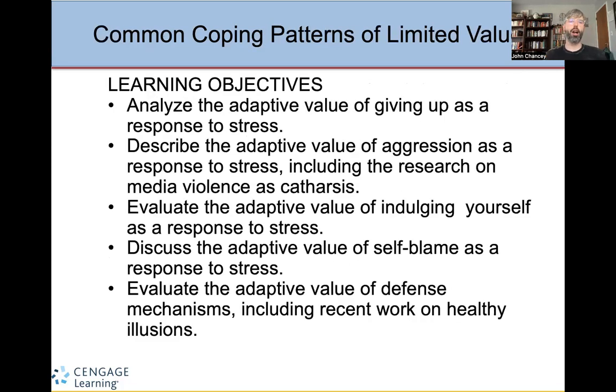So now we'll move on and look at some of the common coping patterns, the ones that have limited value. After this section of the chapter, you will analyze the adaptive value of giving up as a response to stress, the adaptive value of aggression. You'll also look at the adaptive value of indulging yourself, the adaptive value of self-blame, and evaluate the adaptive value of defense mechanisms. Some of those might be familiar from talking about Freud in previous chapters or in intro psych.